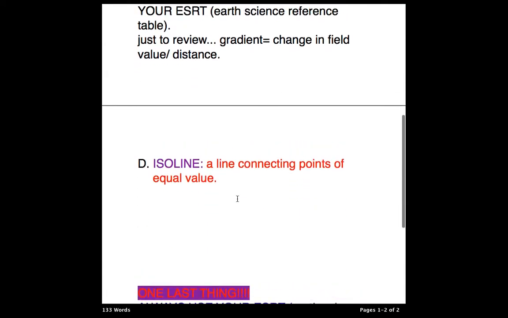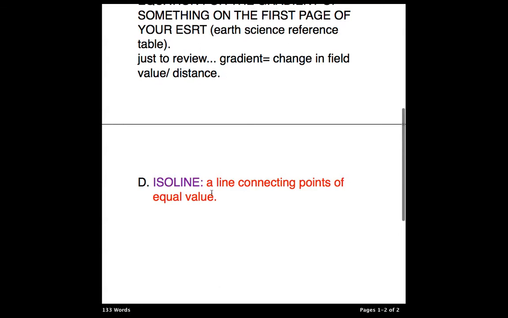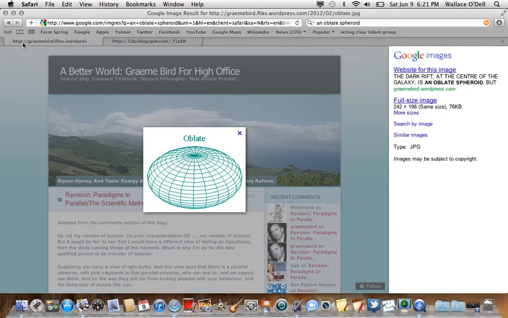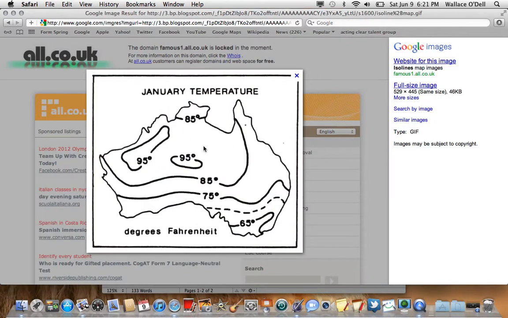Let's go to the last one. D, isoline. An isoline is a line connecting points of equal value. I'm gonna show you an example of that. So remember, a line connecting points of equal value. Keywords, equal value. Let's show you an example of this.